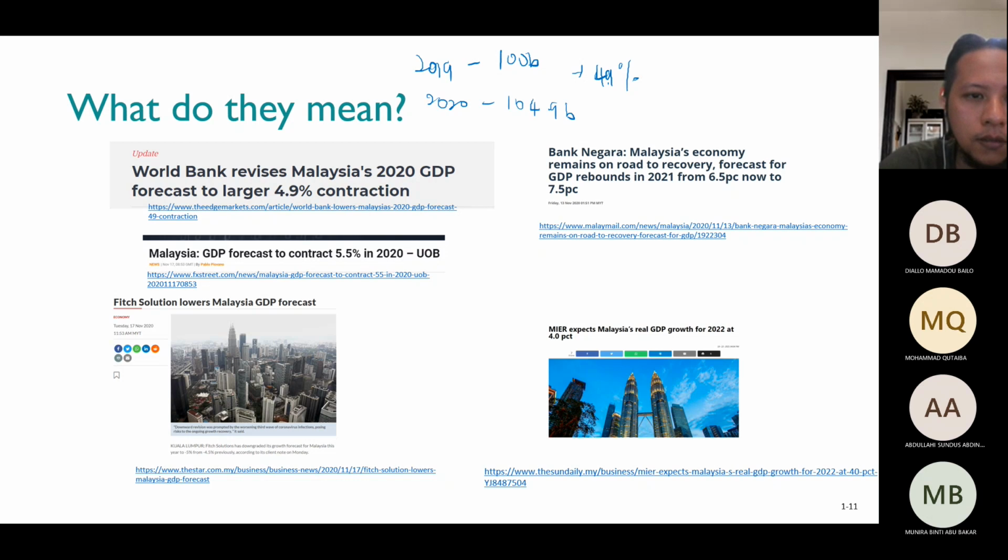Okay, so similarly, sorry, this one is not an increase. This is a contraction. Contraction is negative, so you have to minus 4.9%. This was happening during the pandemic. So basically, if in 2019 it was 100 billion, and it is a contraction, then you minus 4.9%. Then in 2020, the figure is 95.1 billion.